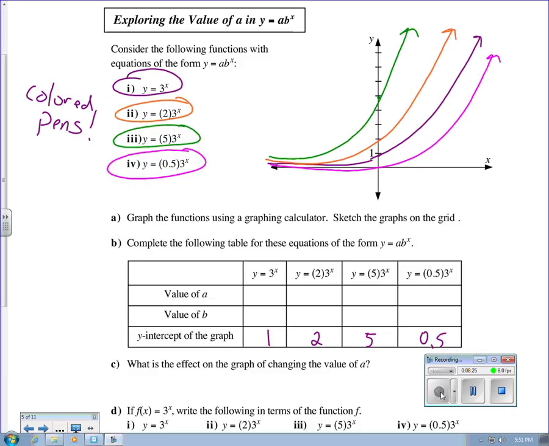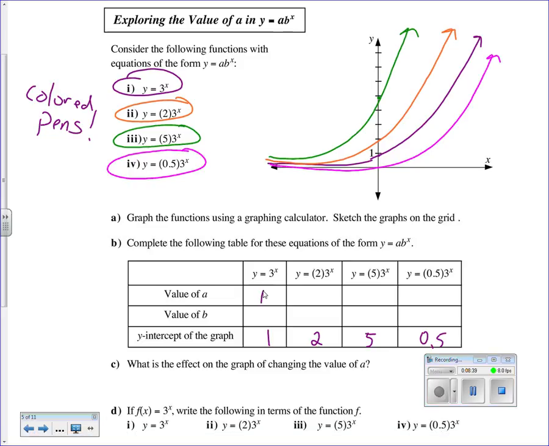So my graphs are up there. The value of a, the value of b, and then the y-intercepts. Remember, your a values are the values that are in front of the function. So my a value is 1, 2, 5, 0.5, which corresponds to my y-intercepts. And my b value is the base. In each case, 3, 3, 3, 3.